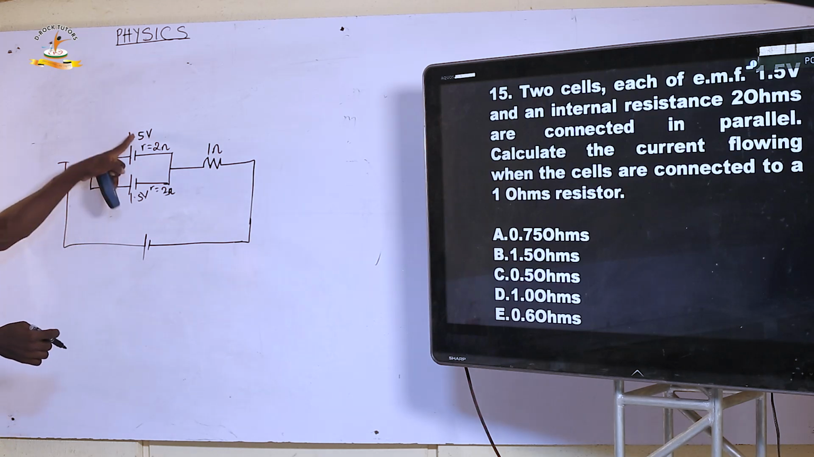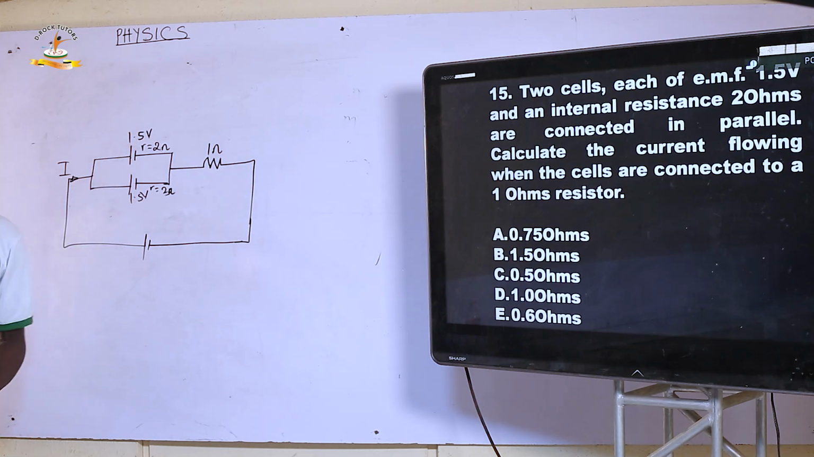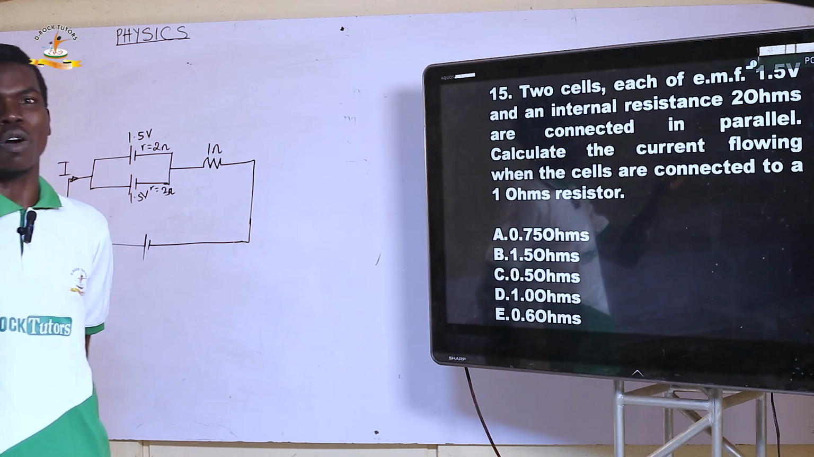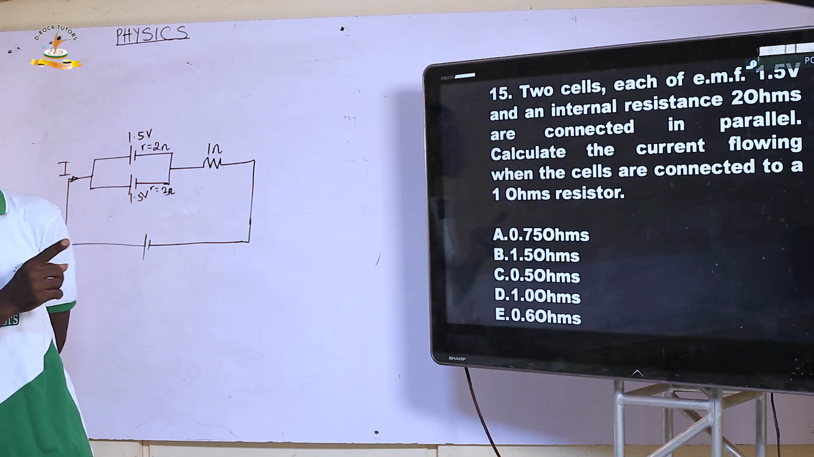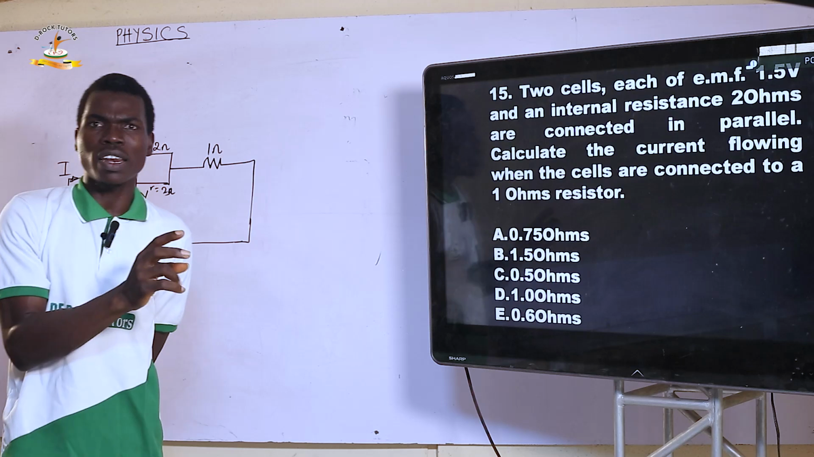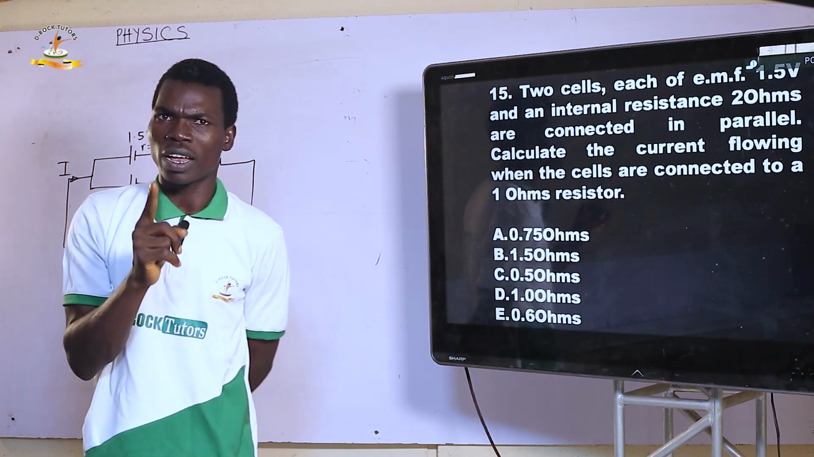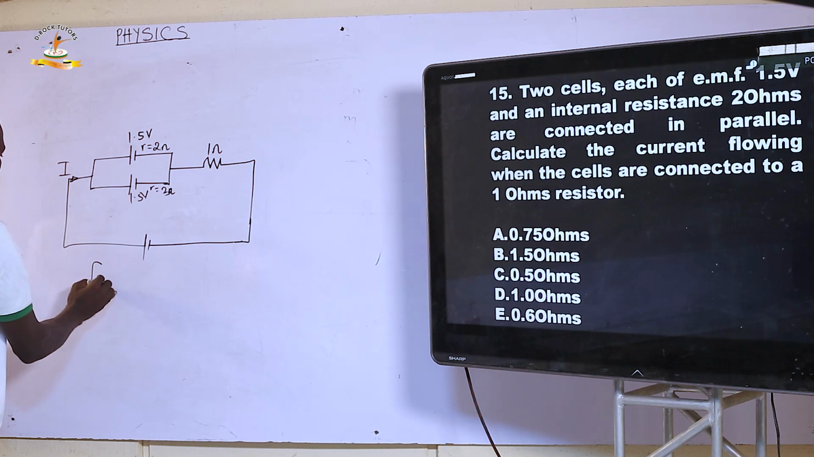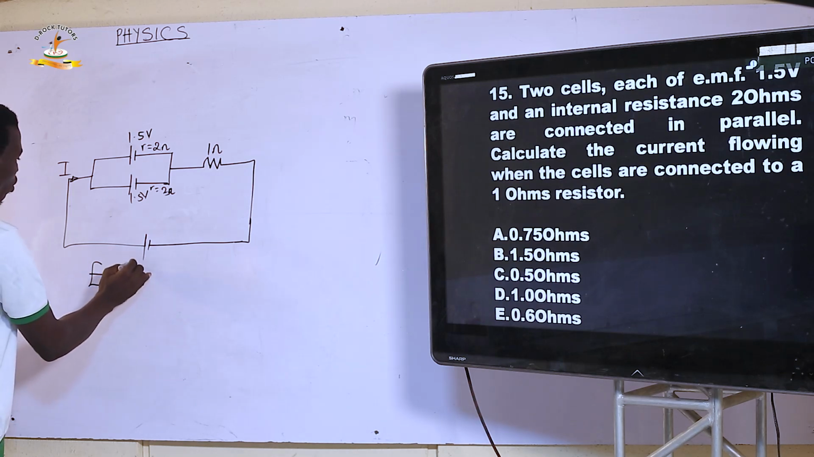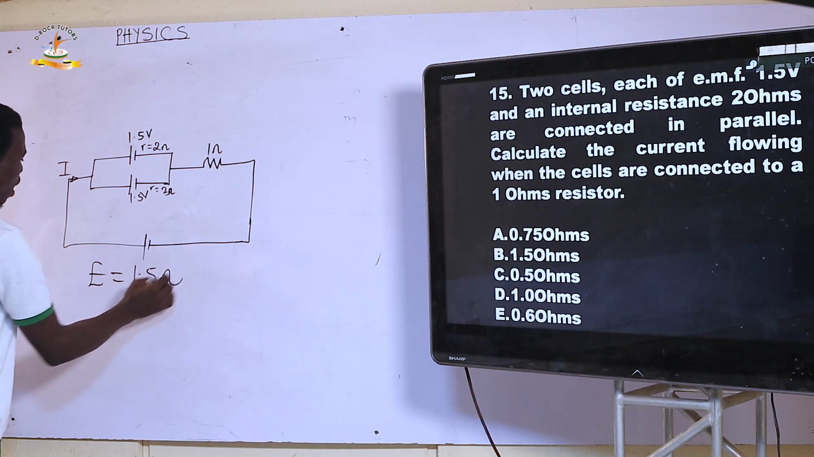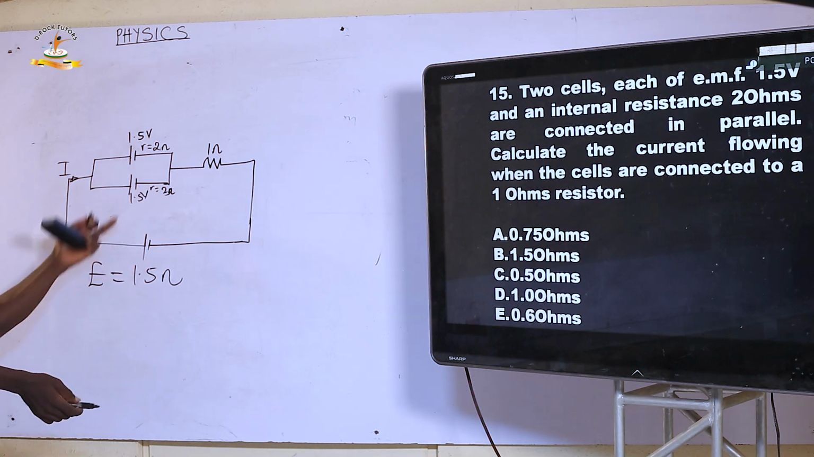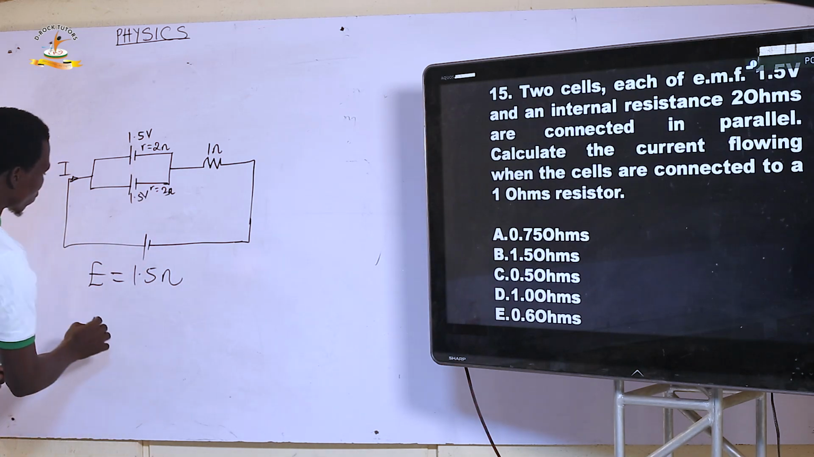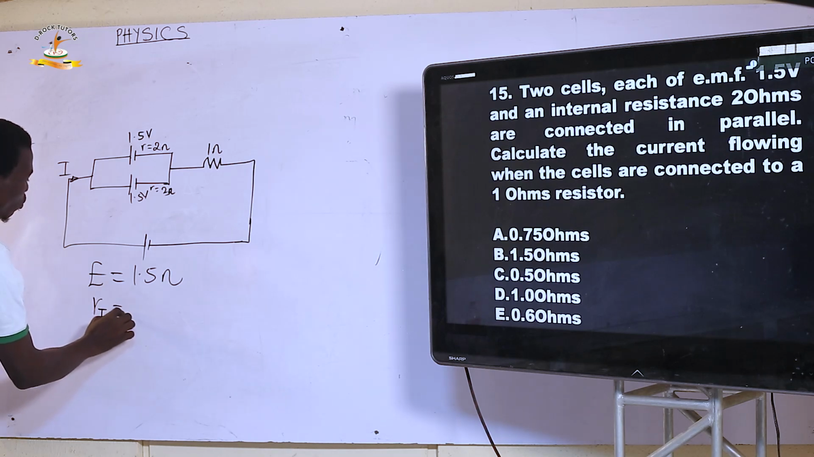Now, the total EMF here, when two cells are connected in parallel, the total EMF is just one of the two. So you don't need to add them together. If they are connected in series, you add them together. If they are connected in parallel, you just pick one. Don't forget that. So our effective EMF is going to be 1.5 volts. And the total internal resistance, small r T, is going to be what?